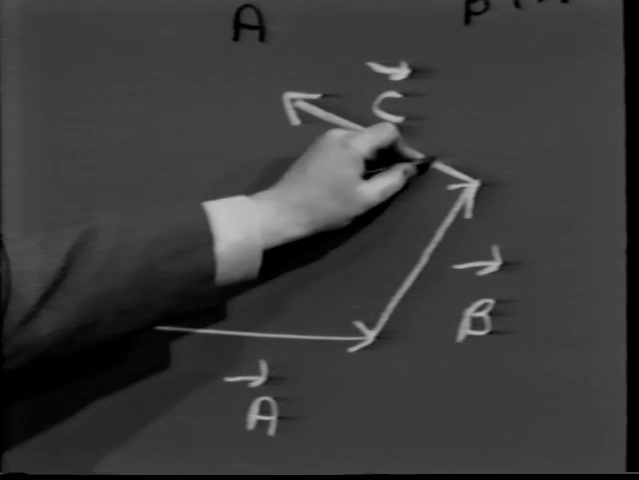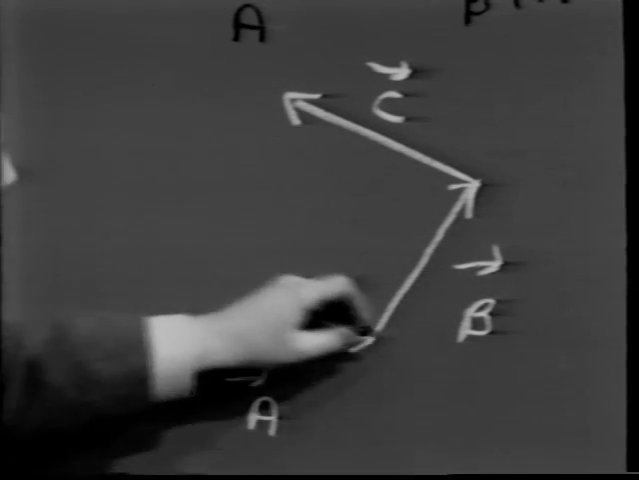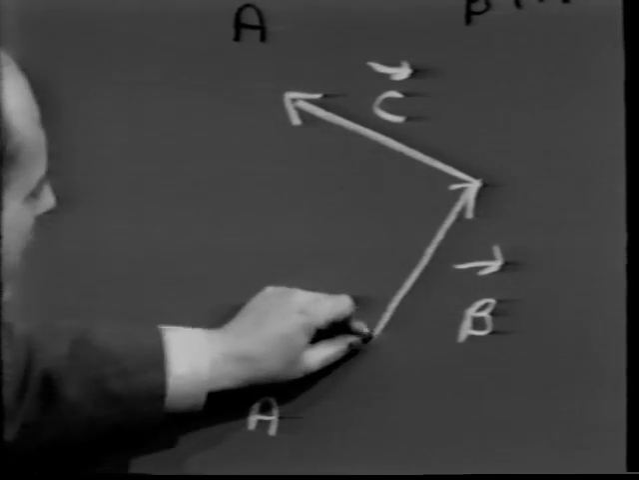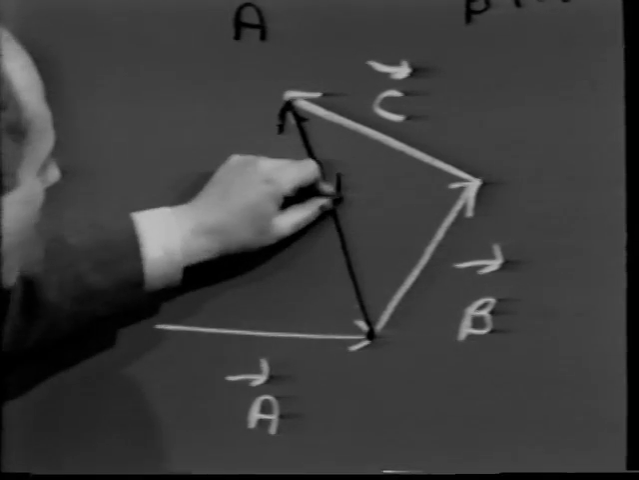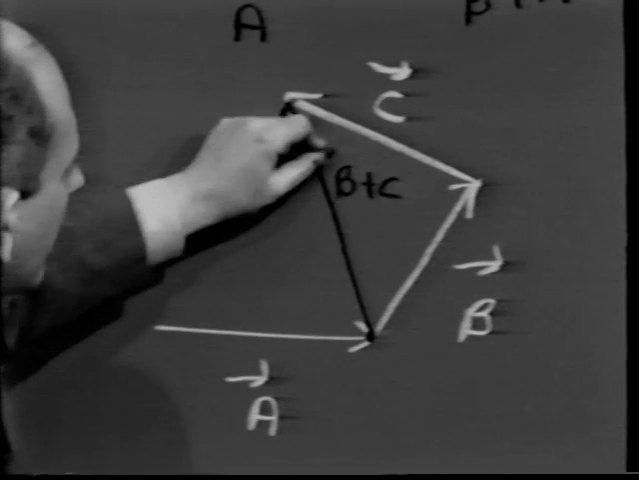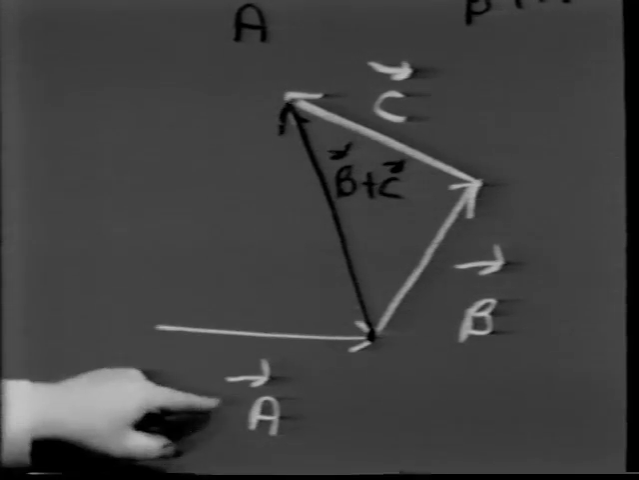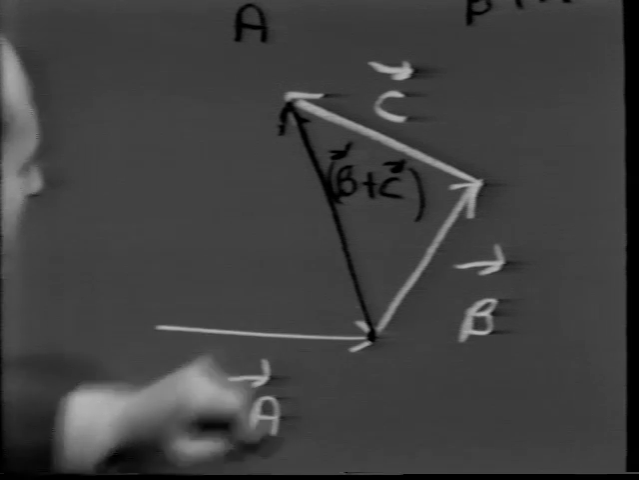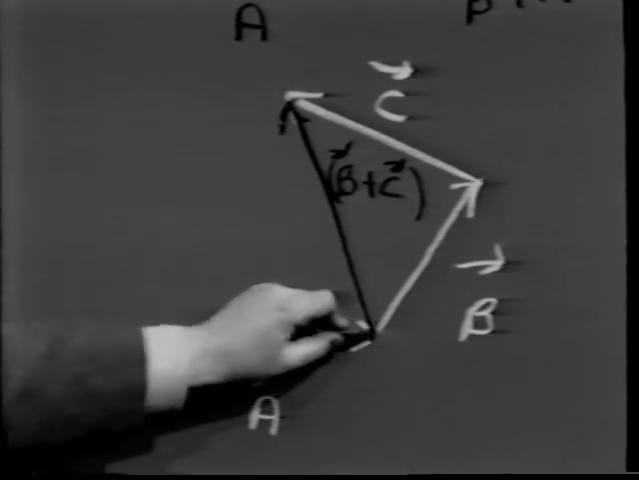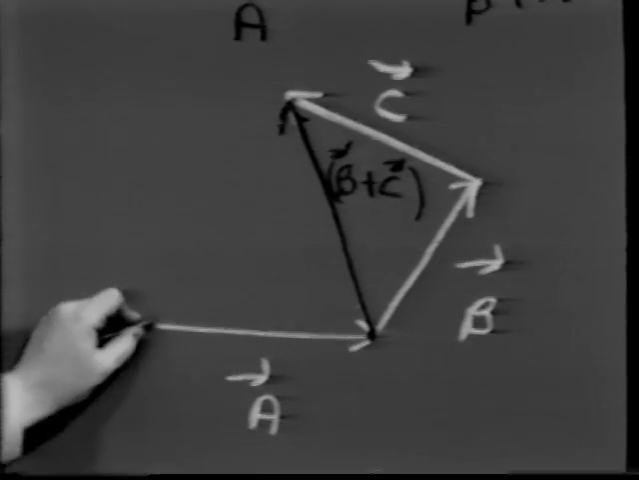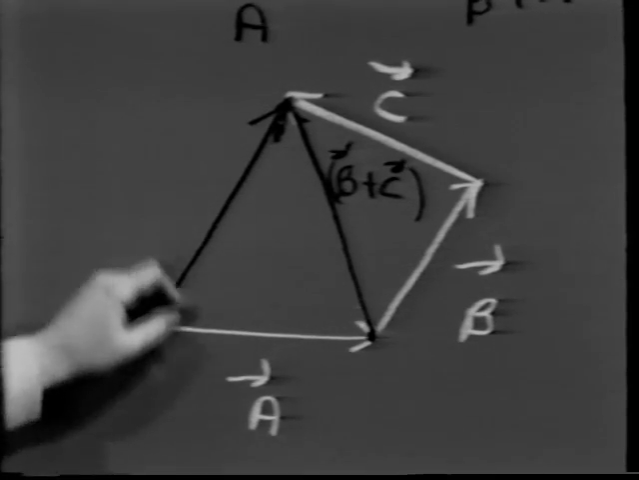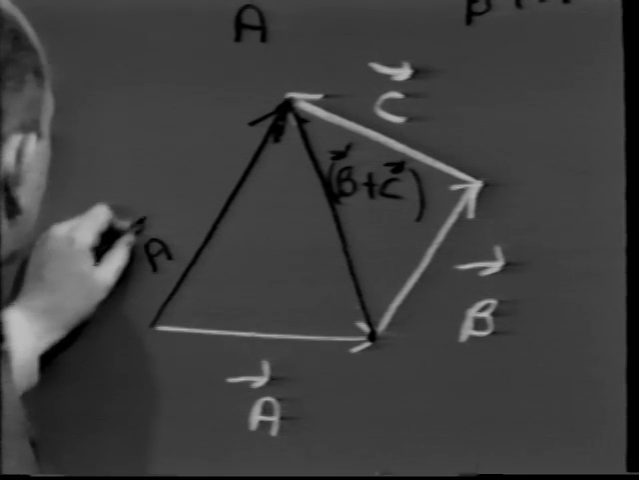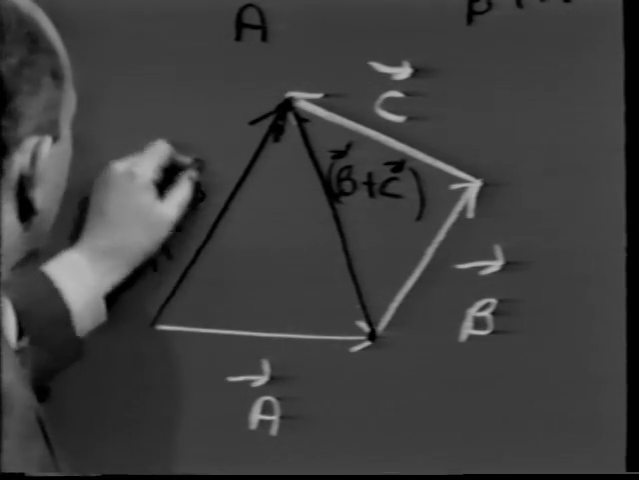Since b and c are lined up in the right position head to tail, the vector b plus c is the one that goes from the tail of b to the head of c. So I call this vector b plus c. Now, what is a plus (b plus c)? It's this vector plus this one. In other words, this vector here could be labeled a plus b plus c.